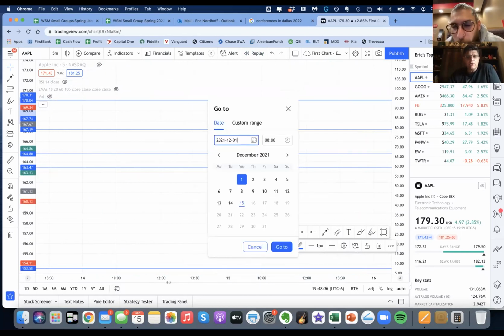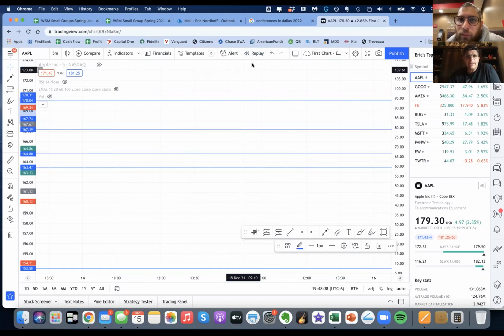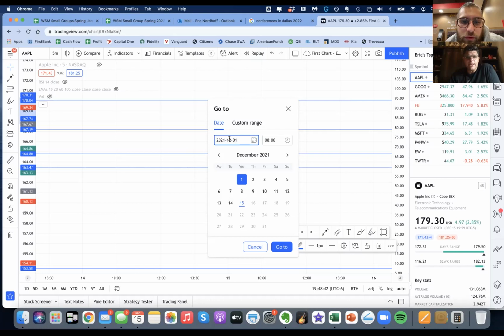Okay. But it is rule based, but we can hit replay first. I can't remember replay or this or the range. You do the date first.